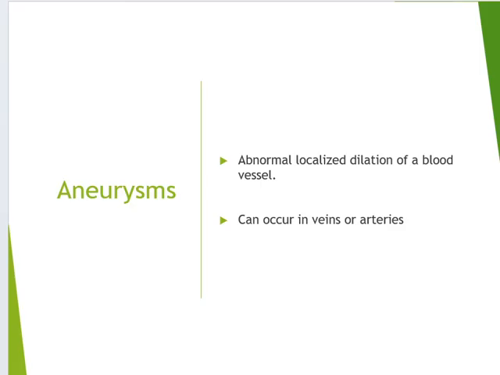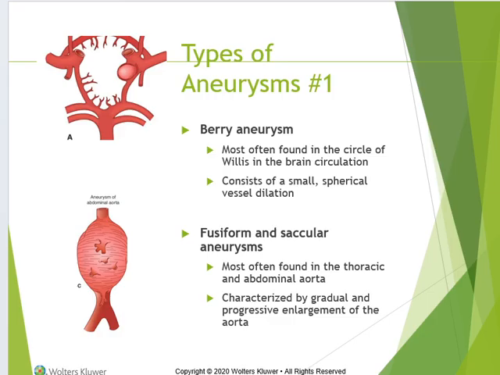These can occur in veins or in arteries, so we can get aneurysms in either. We'll talk about some arterial aneurysms. There's a few different types. One is called a Berry aneurysm. Usually we find these in the circle of Willis, which is part of the circulation within the brain. You can see that in the top picture in A, where there are a lot of bifurcations in the vessels. So we usually see these Berry aneurysms around places where there are circular bifurcations. Again, that's why we see them in the circle of Willis. But they're just small, spherical vessel dilations. So you can see that up here in the corner of that circle of Willis.